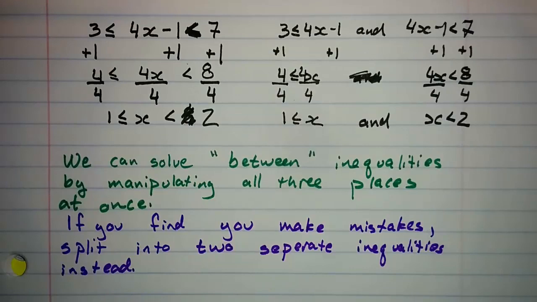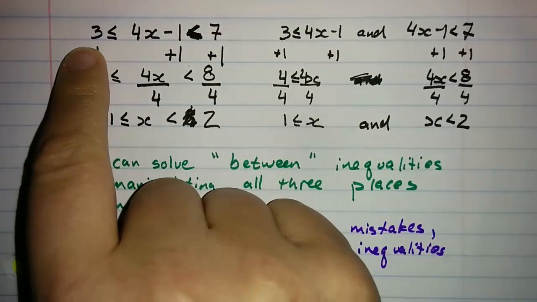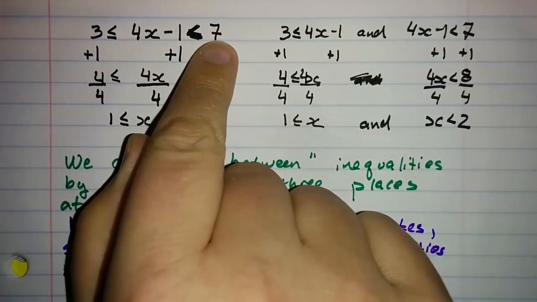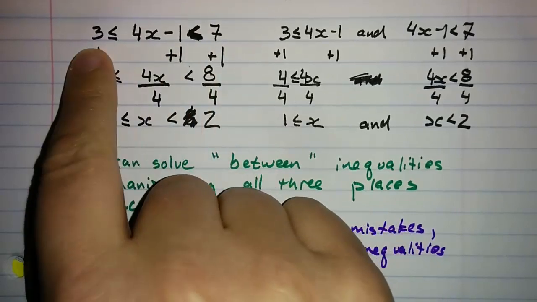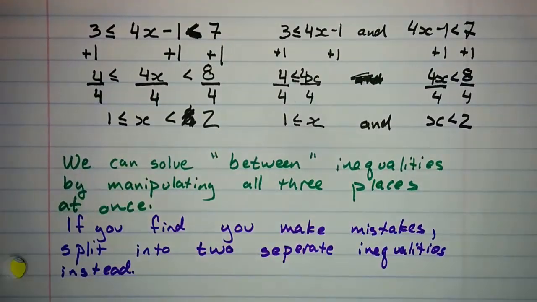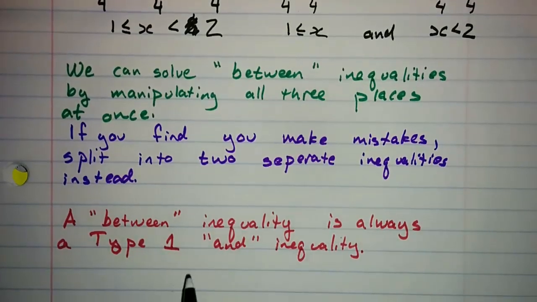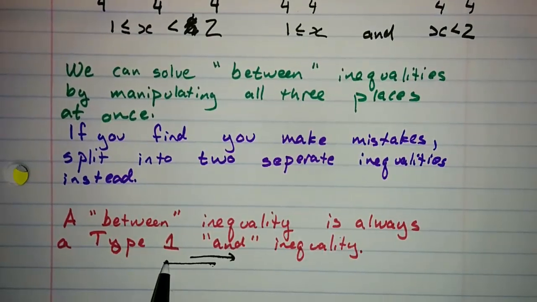Now, in order to write one of these between inequalities in the first place, I need to have this left end smaller than the right end. Right? I need all 3 inequalities to be true. I also need 3 is less than 7 to be true. And the result of that is a between inequality, a problem that's given as a between inequality, or anytime we end up with one. It's always an and type compound inequality, and it's always type 1. Remember, that was the picture with arrows in opposite directions that overlap.